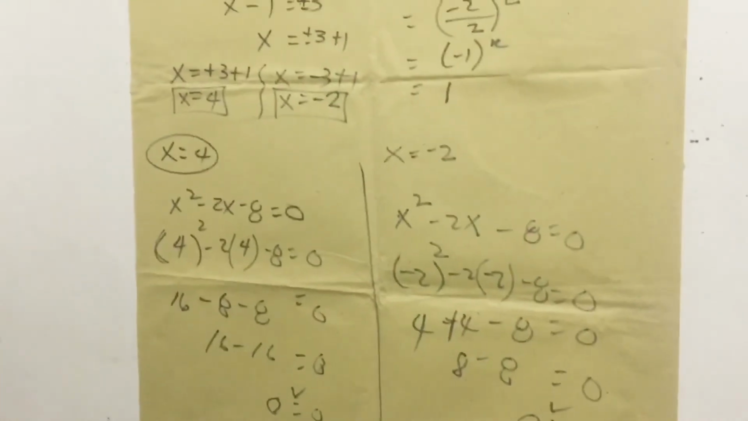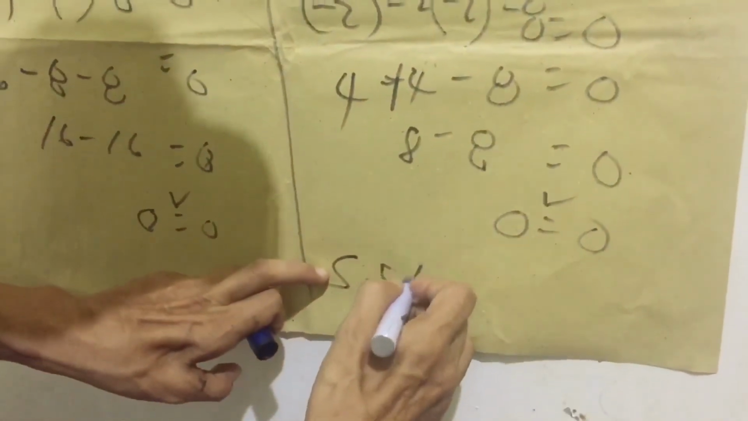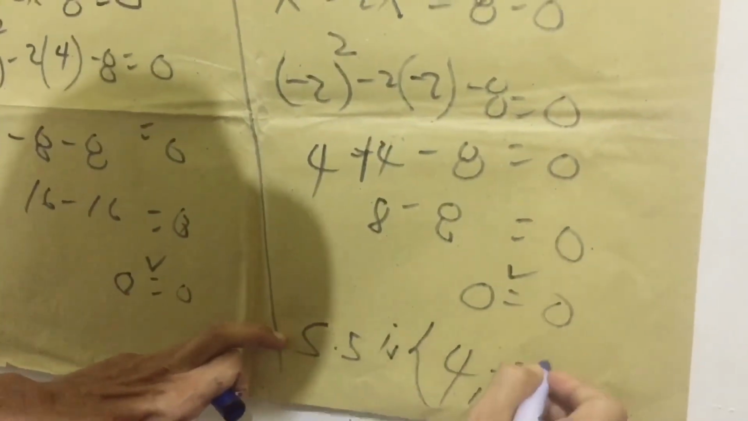So therefore, we have two solutions of this quadratic equation. The solution set is 4 and negative 2. That is the final solution.